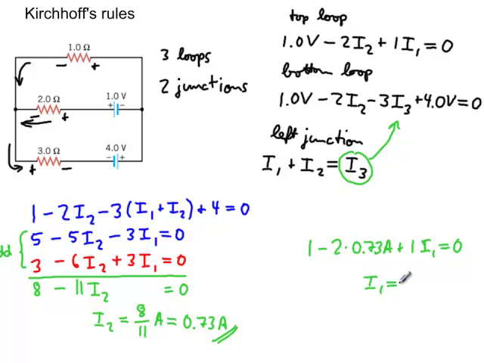Okay, let's see what I get. First of all, I'm going to plug in actually 8 over 11. My calculator says 0.7272727 and so on, and I multiply that by 2. So this part here becomes positive because it goes to the other side, so 1.45. Then I subtract 1, so I come up with 0.45, and I divide by 1, which is still 0.45, and that's my current I1.